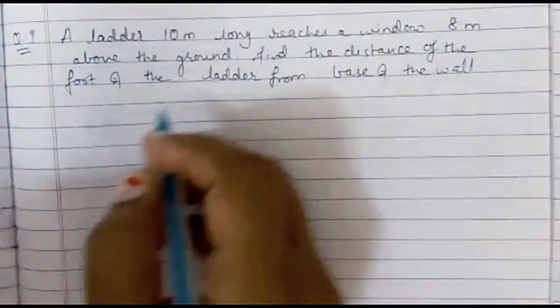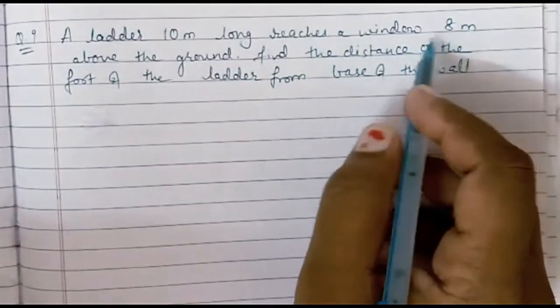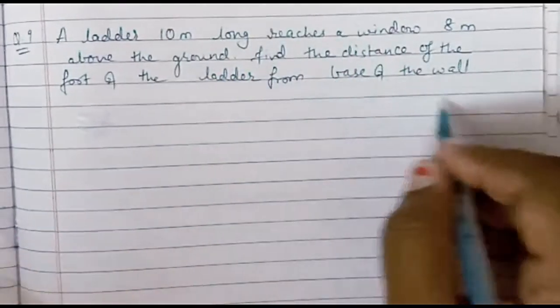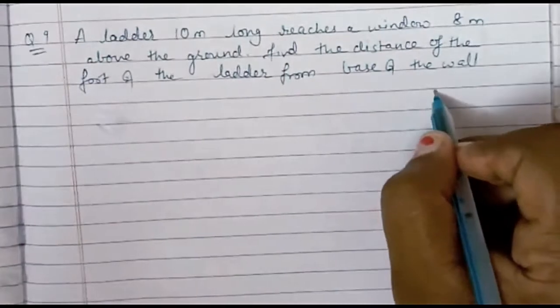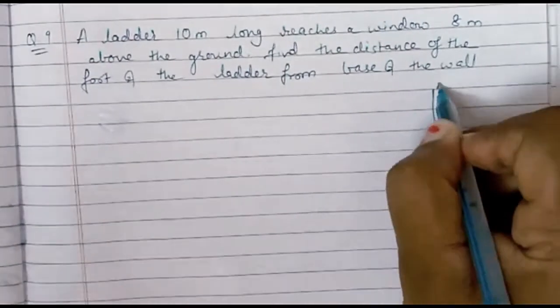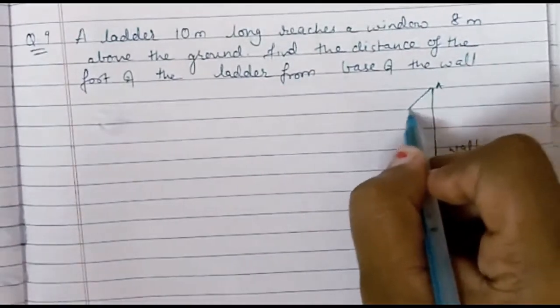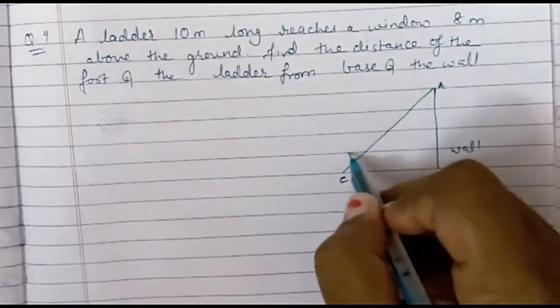A ladder 10 meter long reaches a window 8 meter above the ground. Find the distance of the foot of the ladder from the base of the wall. So let us imagine that line segment AB represents the wall, right? And AC represents the ladder.